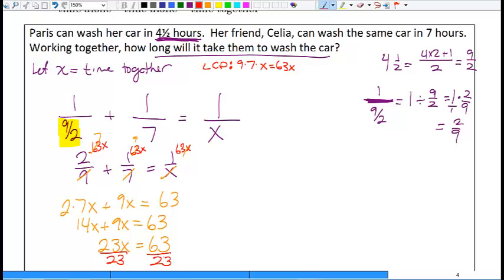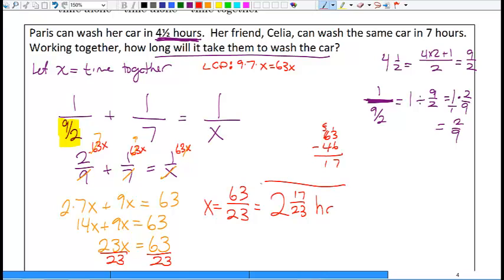Okay, so 63 divided by 23, that doesn't come out really nicely. But let's see if we can put it back in mixed numbers, because we don't talk about 63 23rds of an hour. We would talk about it in terms of whole hours and then parts of an hour. So 23 fits into 63 2 whole times. That's 46. So 63 minus 46, that's 17 leftover. So 17 23rds of an hour. So almost 3 hours, not quite, it would take them to wash the car.